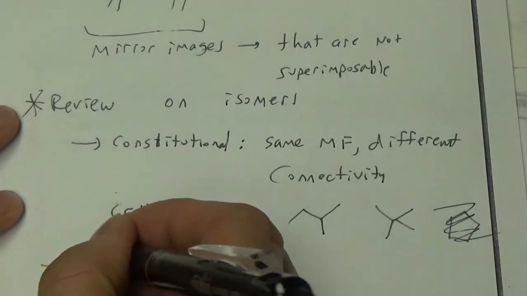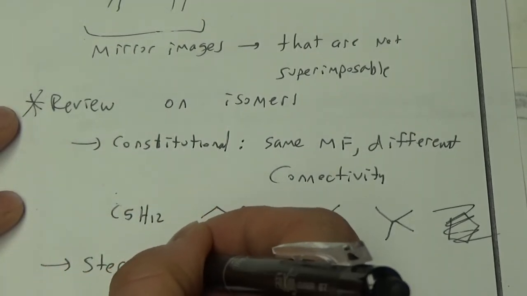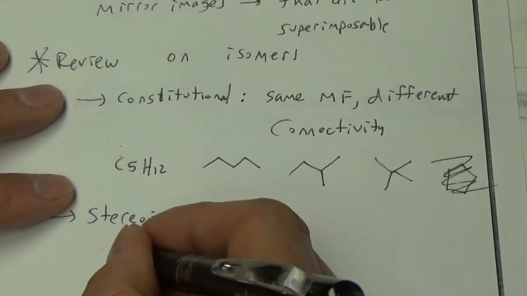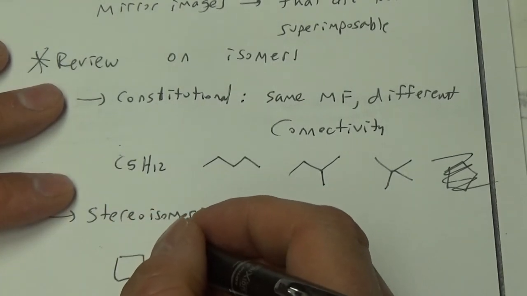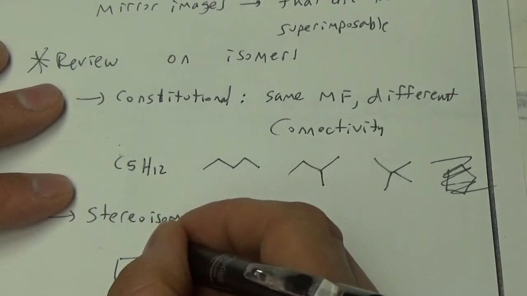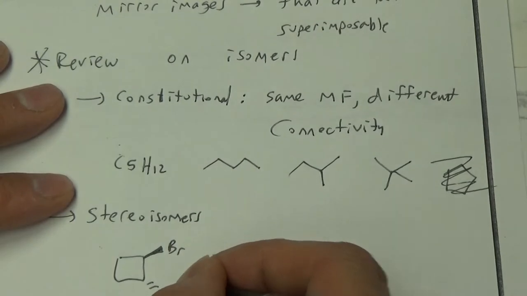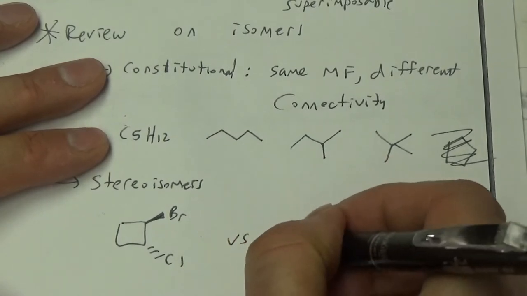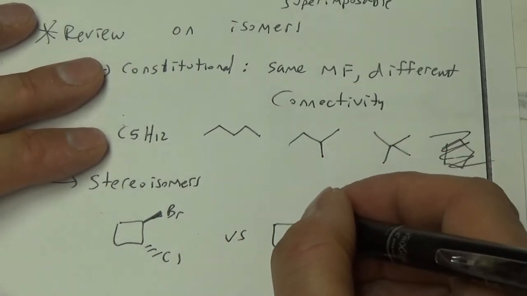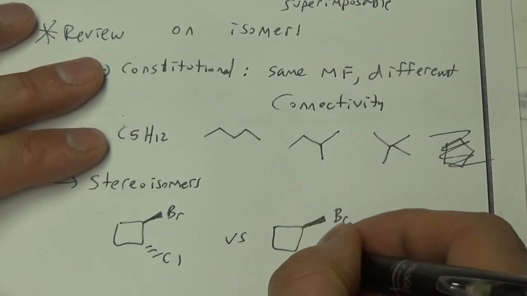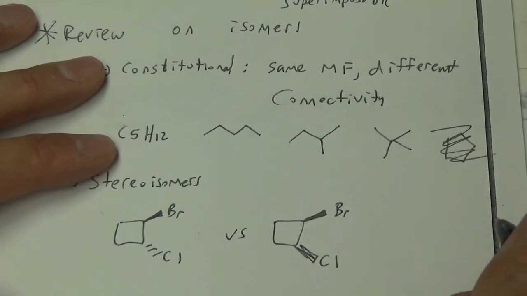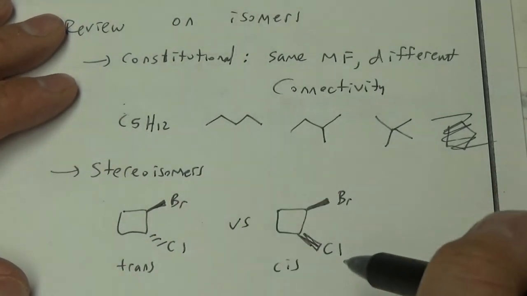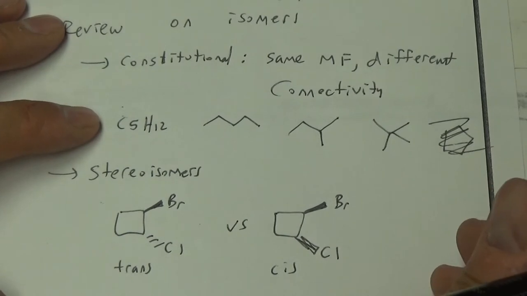Let's talk about stereoisomers now, and what we learned last chapter. What you learned last chapter was like if I have 1-bromo-2-chlorocyclobutane, I could draw this in two different stereoisomeric forms, right? One of those we called cis, one of them we called trans. This is the cis one, this is the trans one. So that's an example of stereoisomers. The connectivity is the same, but the three-dimensional arrangement is different.